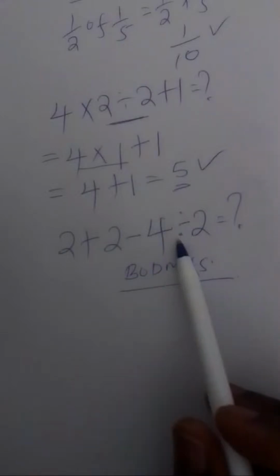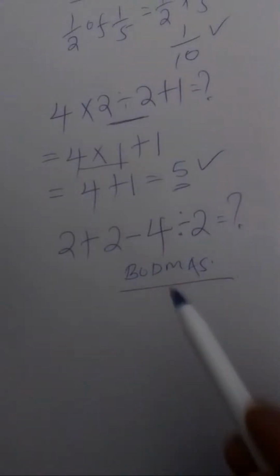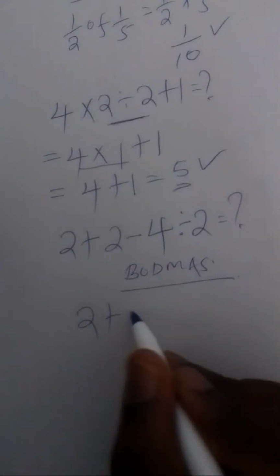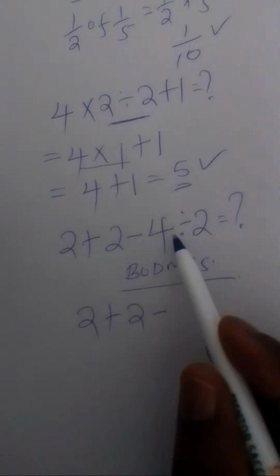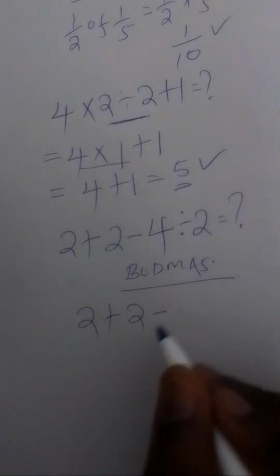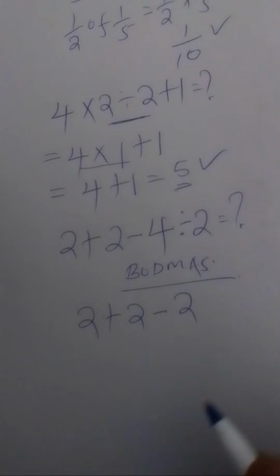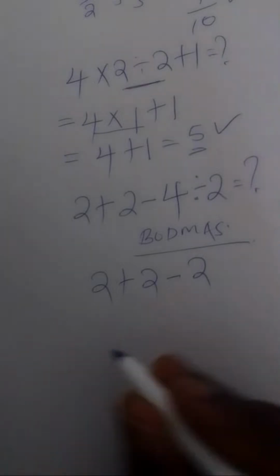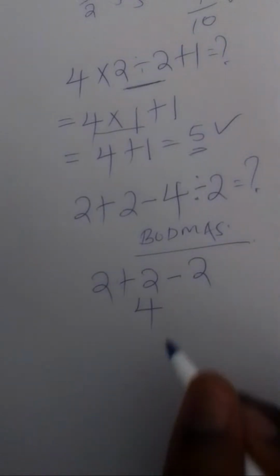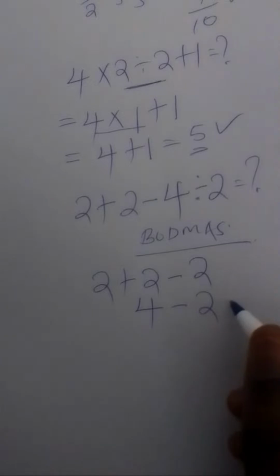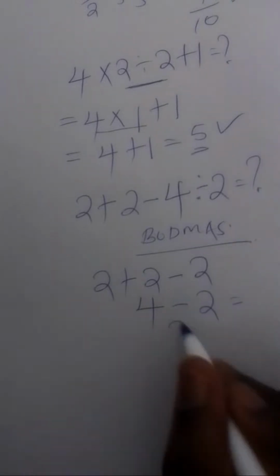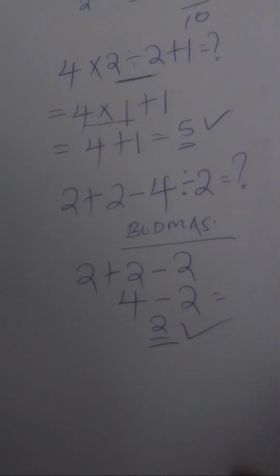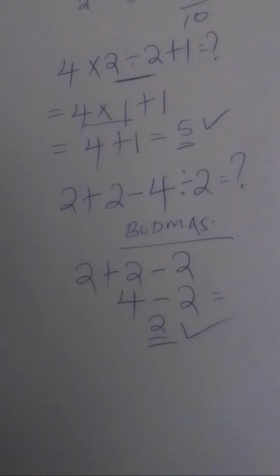4 divided by 2 is 2. So now we have 2 plus 2 minus 2, because we've worked out this side. Then from there, we are going to have 2 plus 2, that is 4, then 4 minus 2. And 4 minus 2, our final answer shall be 2. So I believe you've checked where the mistake was, Ken.